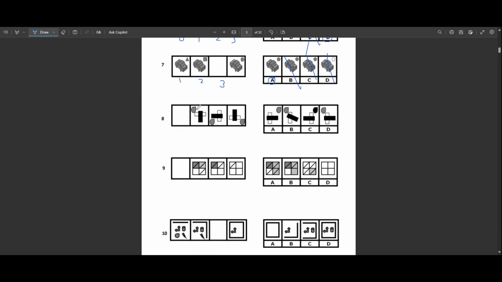Question 8. The grey shape here is top left, then it's bottom left, then it's bottom right. So we know it's rotating around the corners, so it should be top right this time. The only option that has a top right grey shape is this one right here. So you can already just cancel out the rest of them.